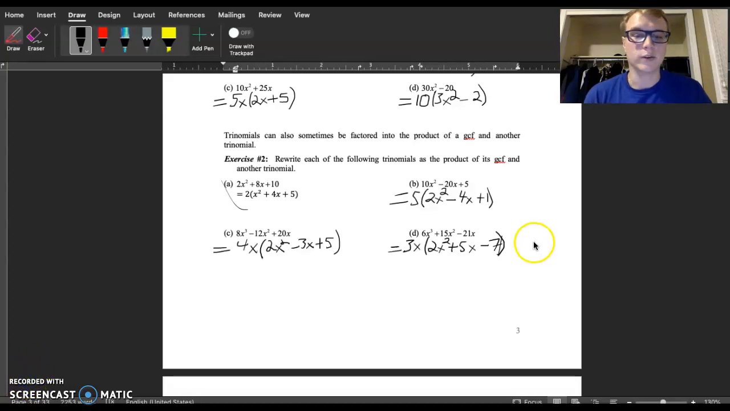Here we go. So for B, our GCF was 5. C, our GCF was 4x, and D, our GCF was 3x. So those we pulled out, and we wrote what was left in our parentheses. So those are just 3 different ways of doing GCF factoring.